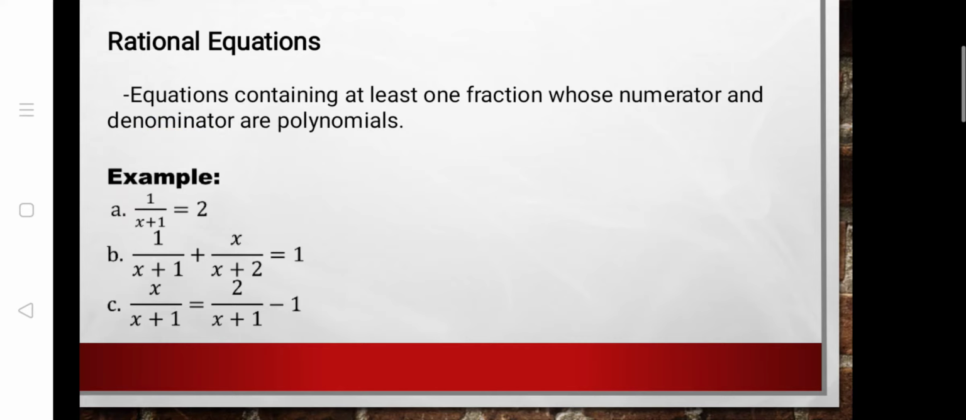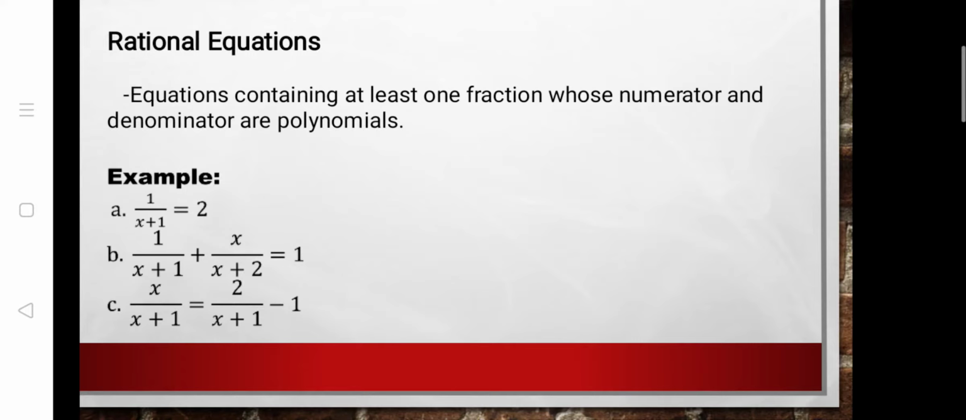So examples of rational equation, we have letter A, 1 over x plus 1 is equal to 2. Then letter B, 1 over x plus 1 plus x over x plus 2 is equal to 1. And letter C, x over x plus 1 is equal to 2 over x plus 1 minus 1.